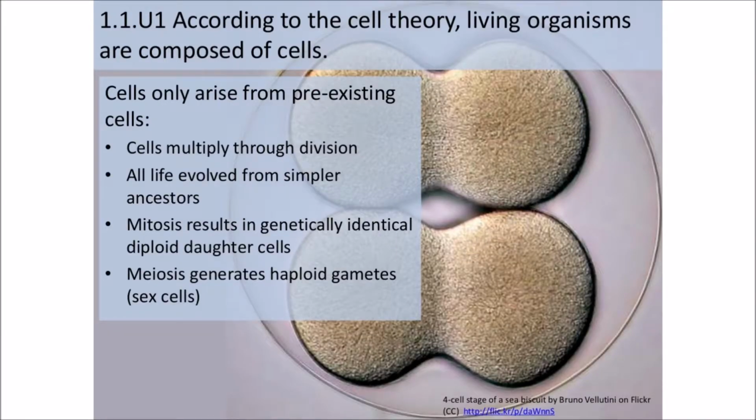The evidence for this statement, cells only arise from pre-existing cells, includes cells going through mitosis or meiosis, and prokaryotic cells going through binary fission. They all reproduce and split apart.